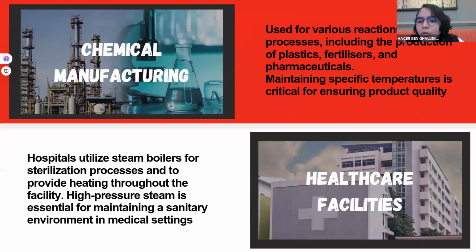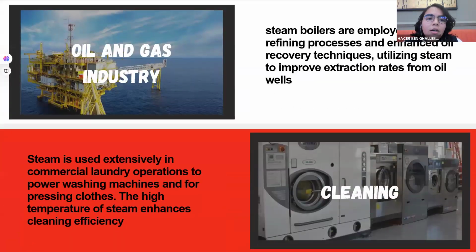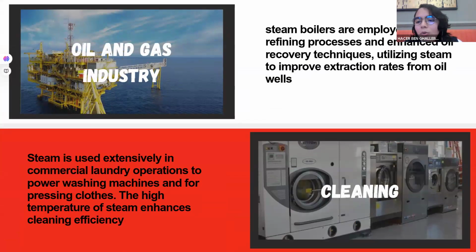Also in chemical industries, these boilers are used to generate heat for plastic production, for fertilizers, for medicine as well. Also in healthcare facilities, these kinds of devices are used for heating and for sterilizing equipment. Okay, that's it for healthcare facilities. Also in the oil and gas industry, it is used to improve the extraction rate from the oil wells.